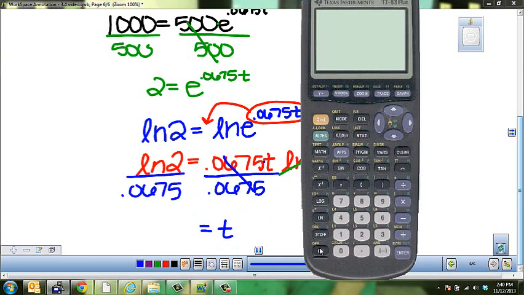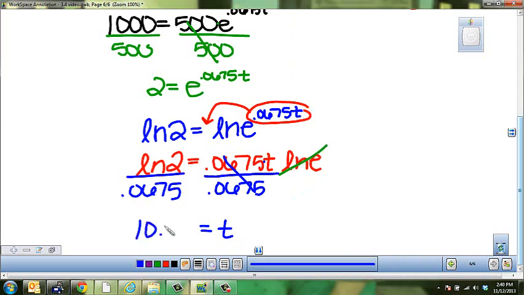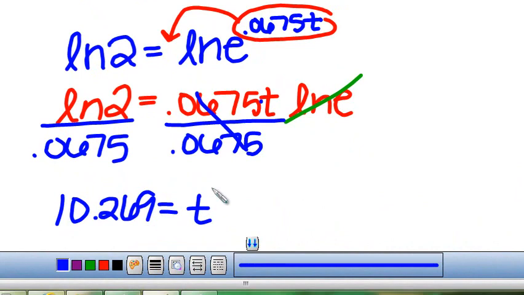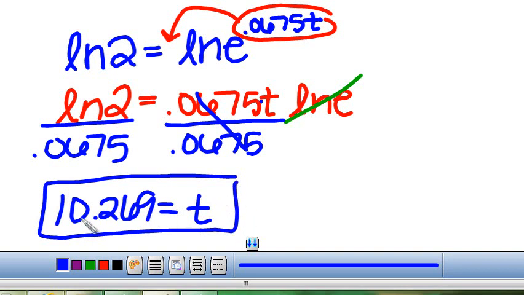Now this would be the time you would come and type it in the calculator. So you're doing the natural log of 2. Make sure you close this parenthesis before dividing by 0.0675. So that was 10.269 approximately. And again, this was in years. So for your money to double, it would take a little over 10 1/4 years.